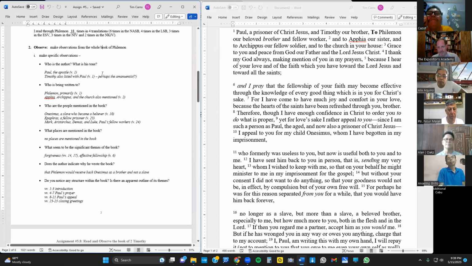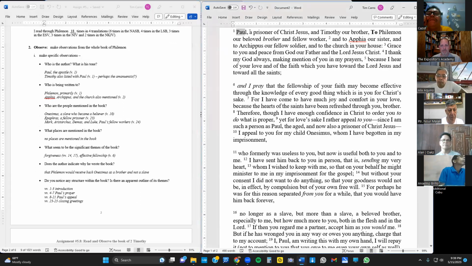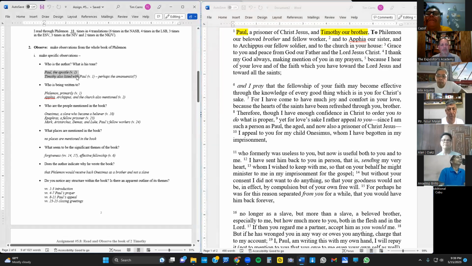Again, remember, first, identify and make specific observations. So I put here each of them. So who's the author? Notice I just put Paul. And then Timothy is also listed, right? We have Timothy as well listed with Paul. And that's it. I don't put anything else about him. I maybe put a comment here, but that's it. We're not going into a bunch of detail. We're just looking for specific things.